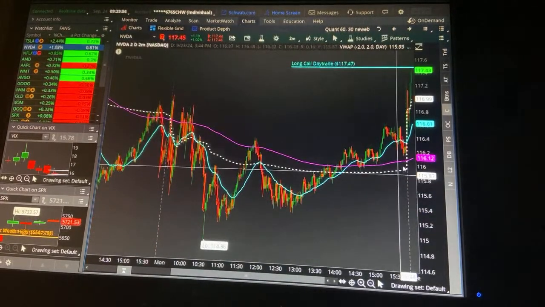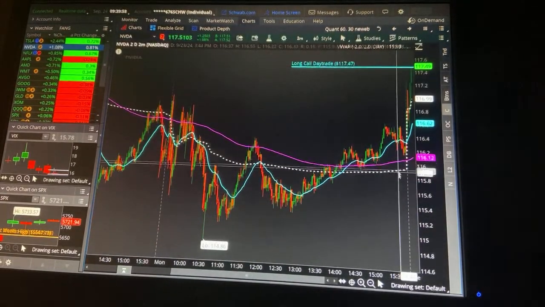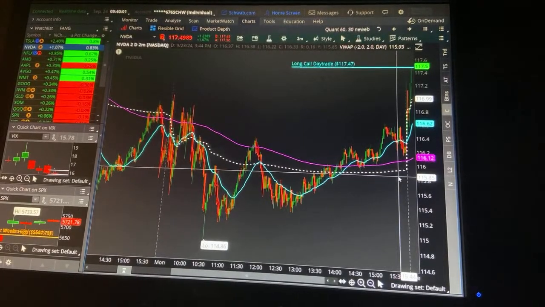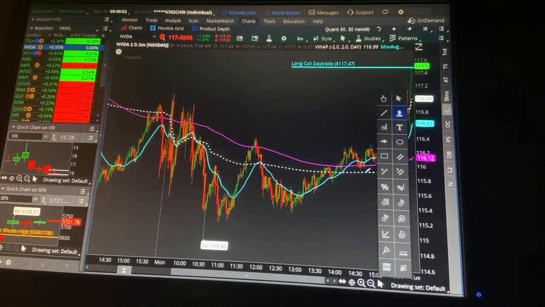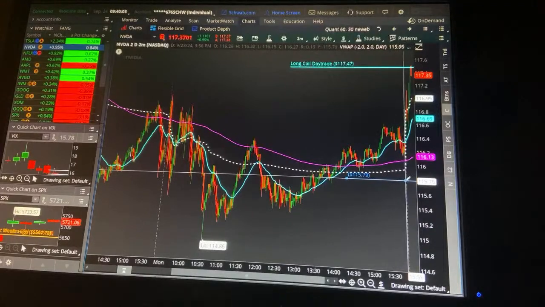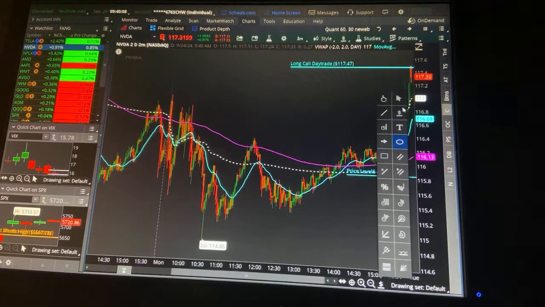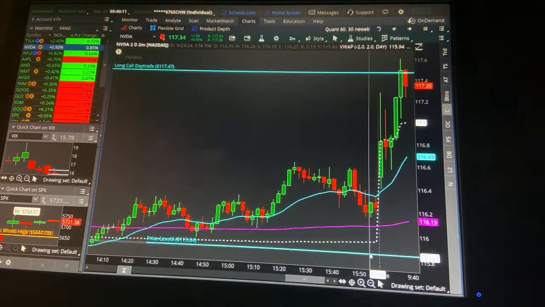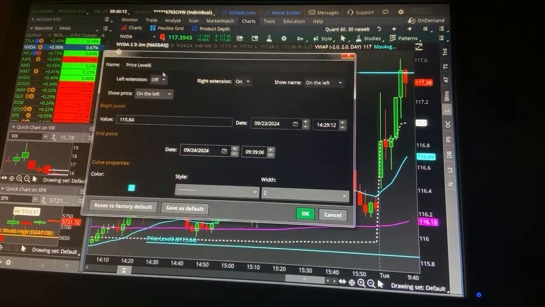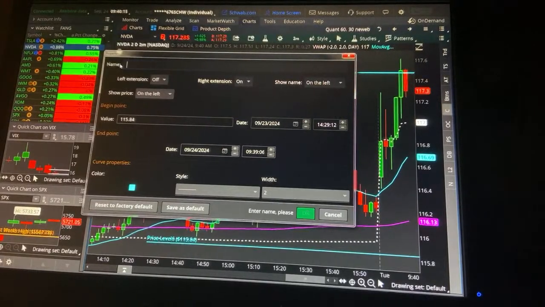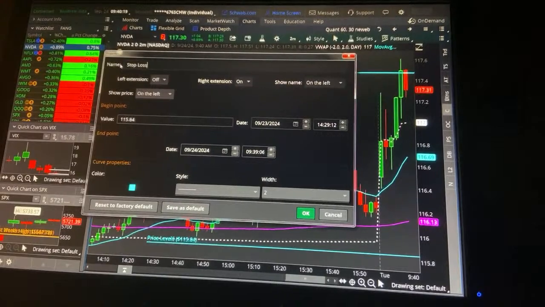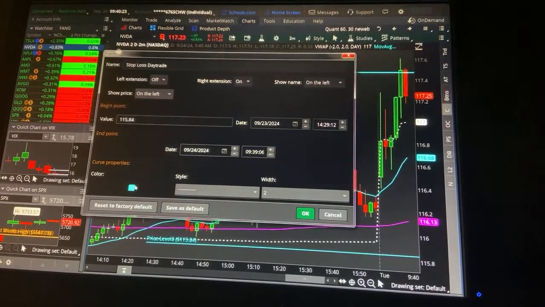All right, stop loss for the day, about call it 115.85. But like I said, I'm going to be looking to carry this over into a swing as well. All right, we'll see. Now it's very early in the day, right?